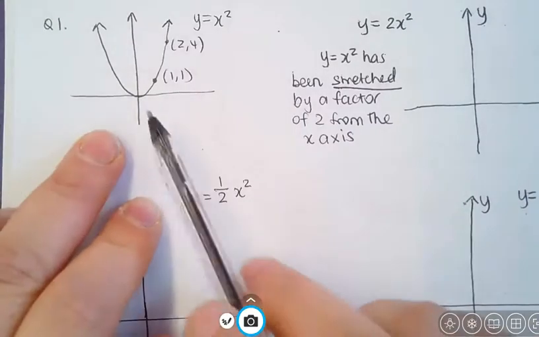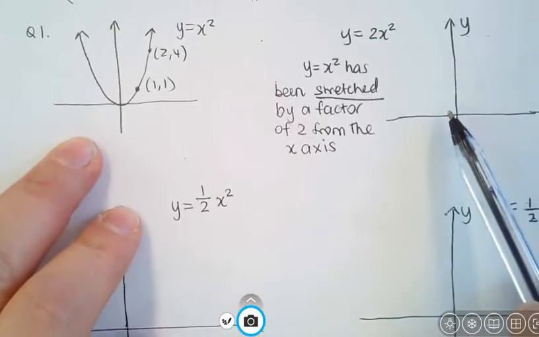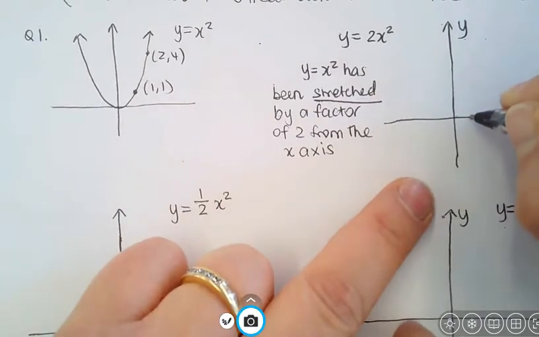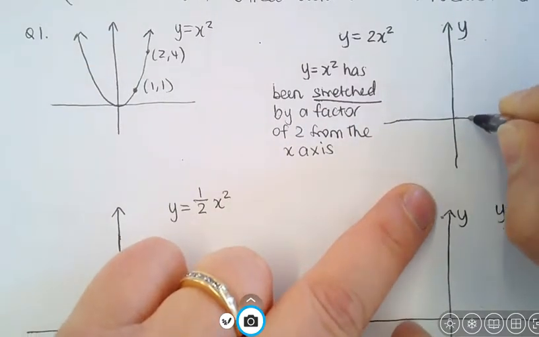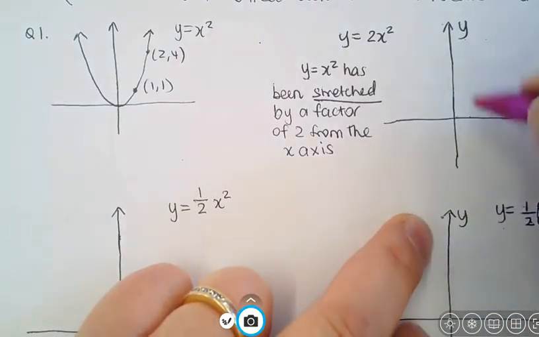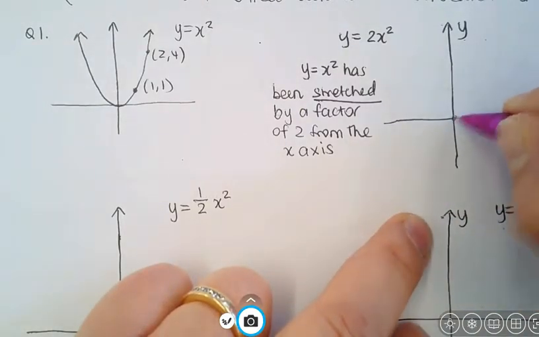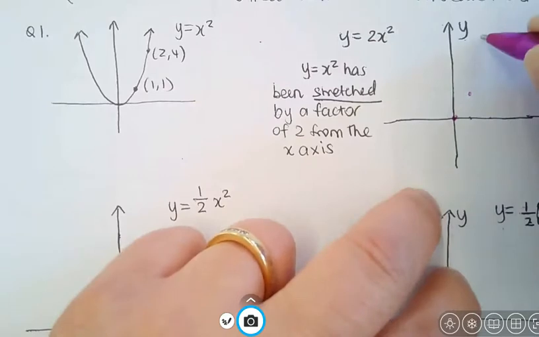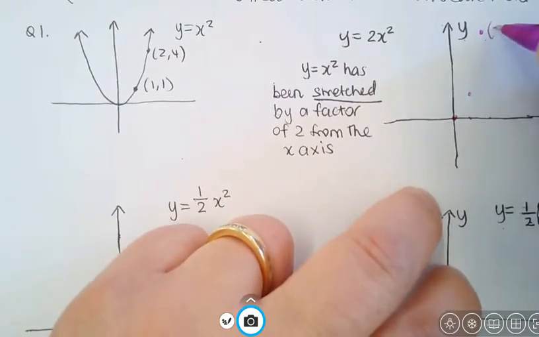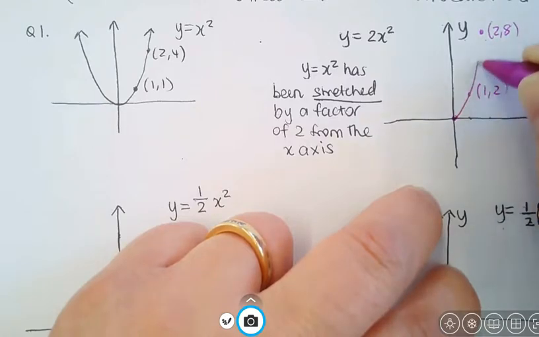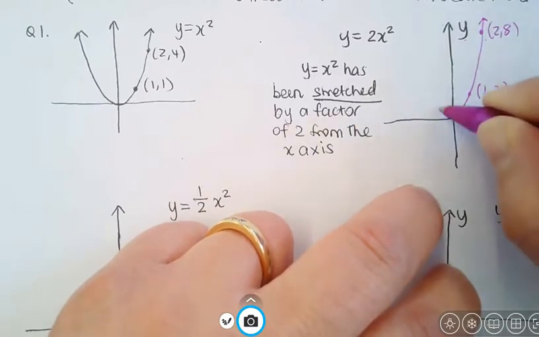If I've got y equals x squared and I've got y equals 2x squared, what would be some points on it? When x is 0, y is 0. When x is 1, y is 2. And when x is 2, y is 8 for the new one. So this is y equals 2x squared.